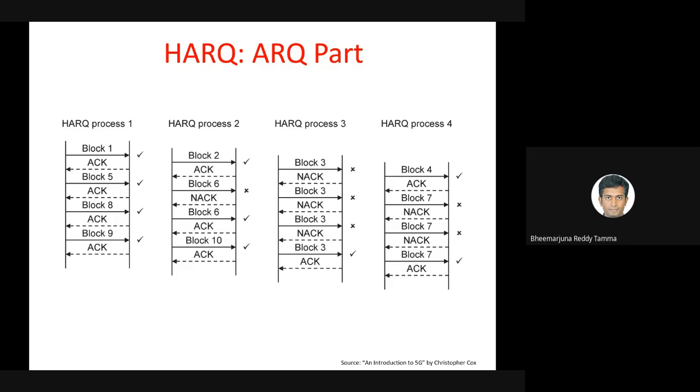Can somebody tell me what you notice in this example compared to the previous example? Here we are just showing it differently, but it's essentially the same thing. Different processes are sending blocks, and if they get a NACK, then they resend. Where do you see NACK here? You see NACK for block 3, and you can see it for block 7, and in process 2 as well for block 6. So that way you can see the out of order reception of these blocks at the receiver.